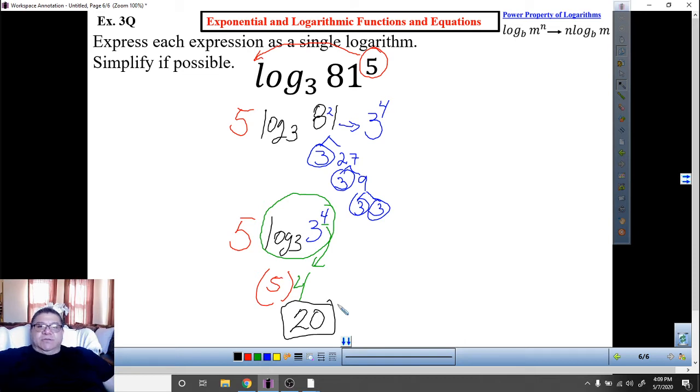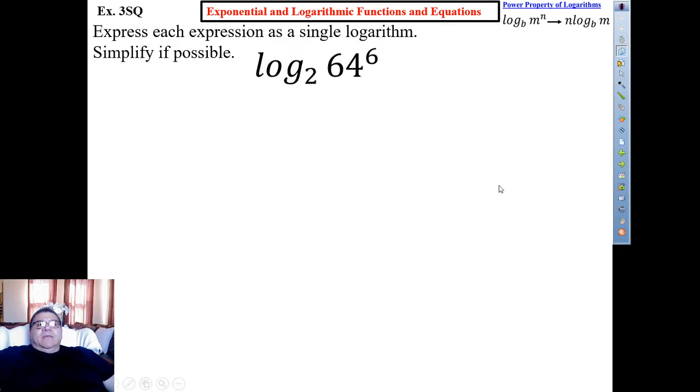Now let's do another one. See if you can do one by yourself. Example 3 Super Q. Let's see. Example 3 Super Q, same instructions, and it reads log 2, 64 to the 6th power. Pause the video and see if you can do that one by yourself.